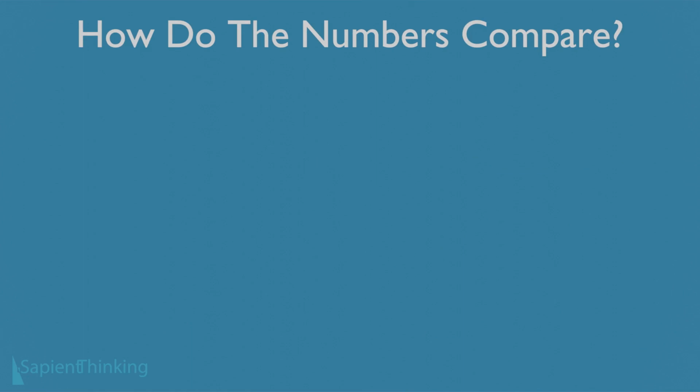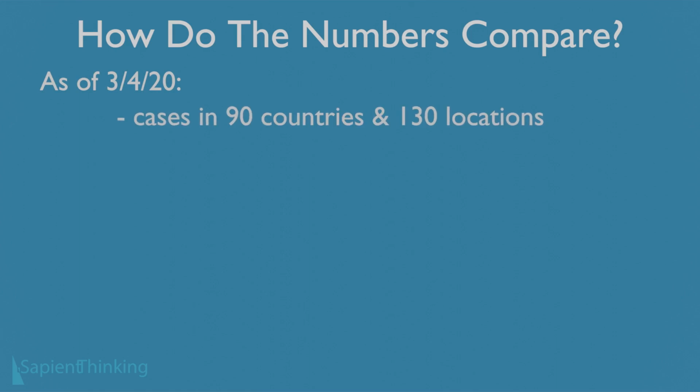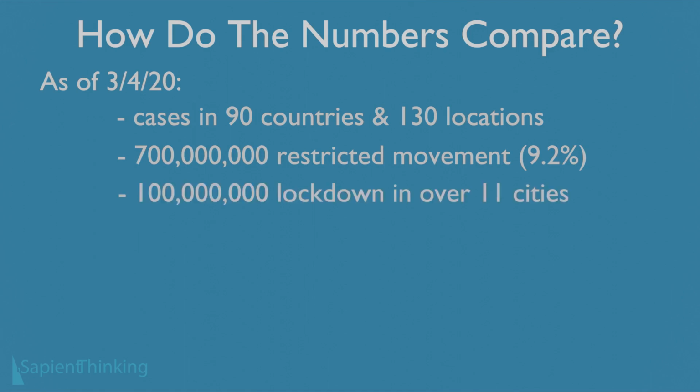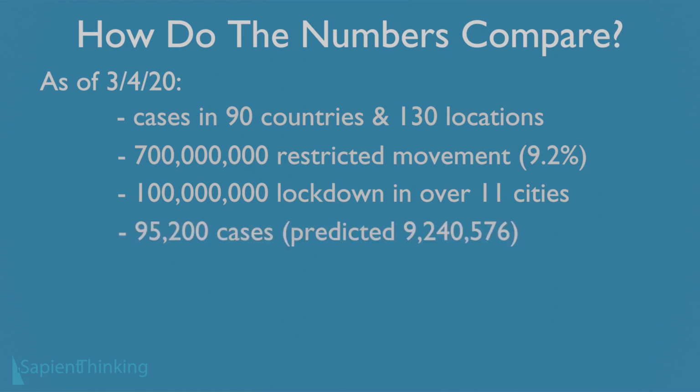How do the contemporary numbers compare to the predicted numbers based upon the doubling times of new cases, recoveries, and mortality? As of the 4th of March, there have been cases reported in 90 countries and over 130 locations. The movement of 700 million people have been restricted within China, which accounts for 9.2% of the global population. 11 cities within China have locked down the population, which encompasses over 100 million people.